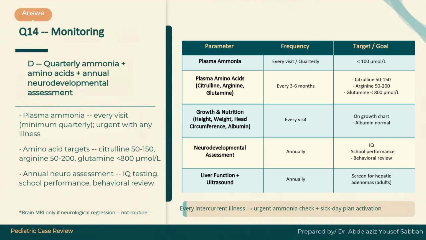The other options rely on invasive or excessive testing. Brain imaging is reserved for neurological regression, not routine use. And every intercurrent illness should trigger an urgent ammonia check and activation of the sick day plan.